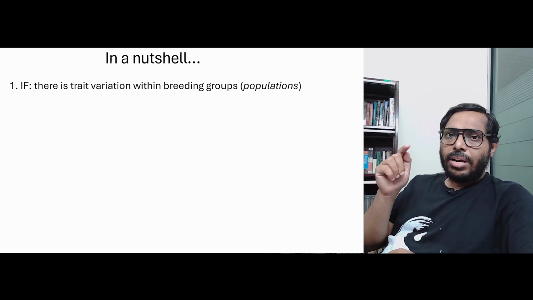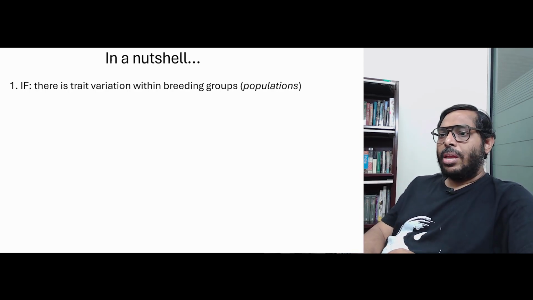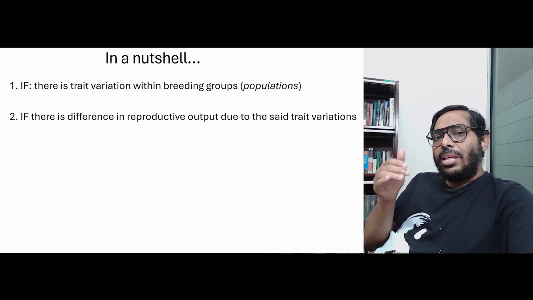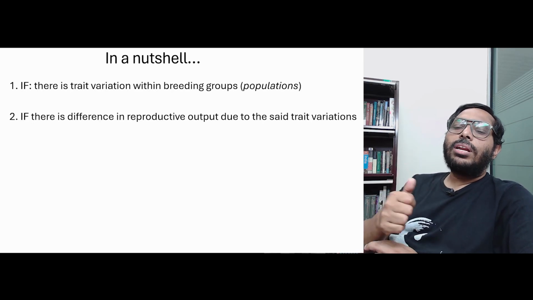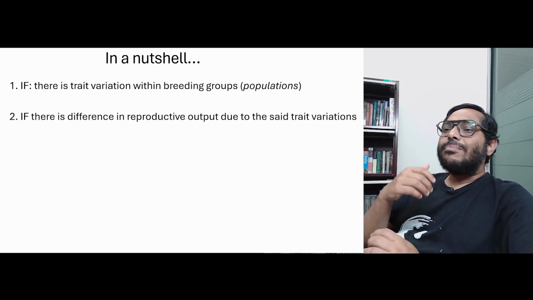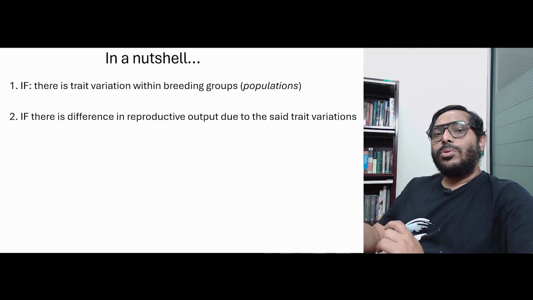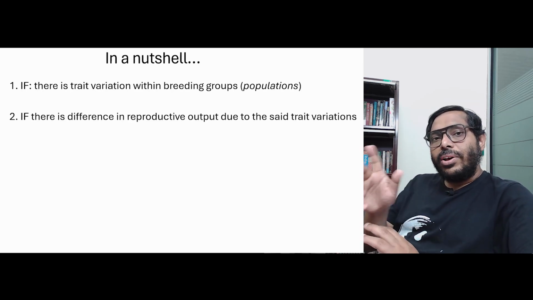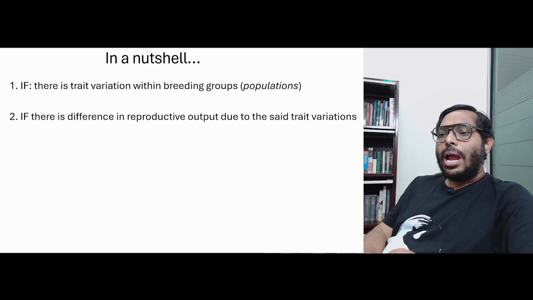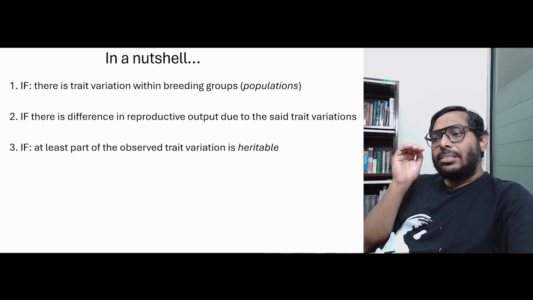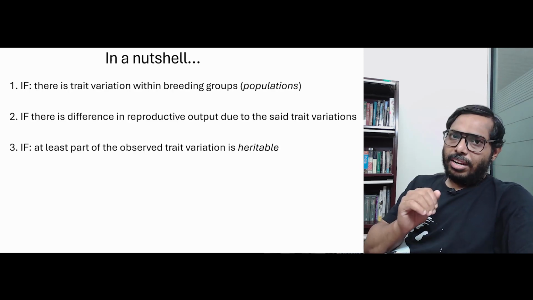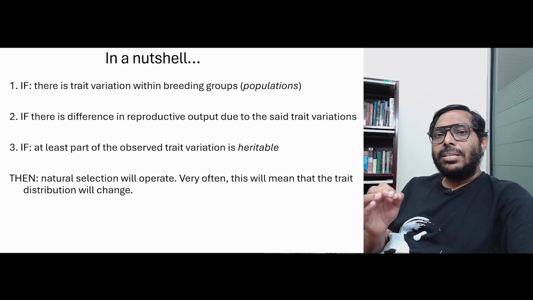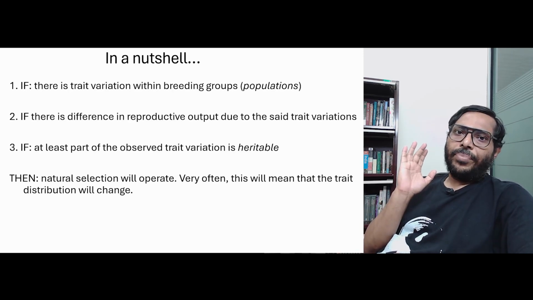So first condition, trait variation in the population. Second condition, that due to this trait variation, there is a difference in the reproductive output of the individuals. In other words, some individuals produce more babies, some individuals produce fewer babies, and this is due to their having differences in terms of the traits. And finally, if at least part of the observed trait variation is heritable, so if these three conditions are met, then natural selection is going to operate, right?